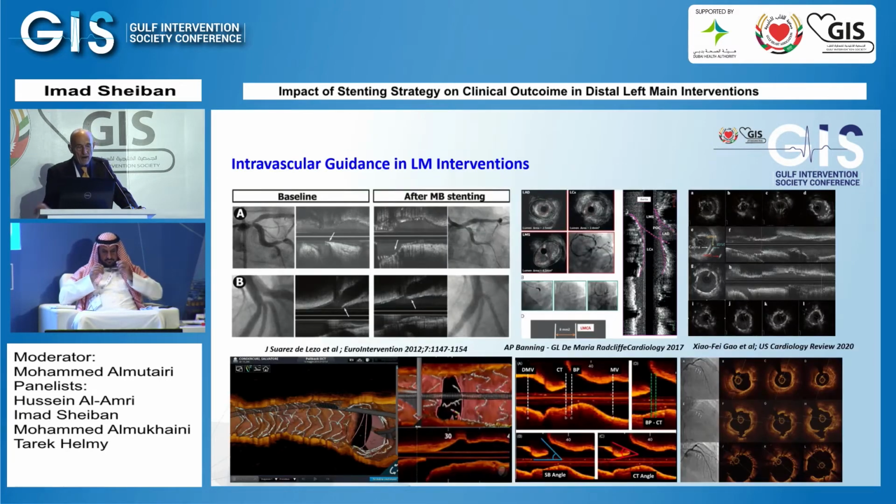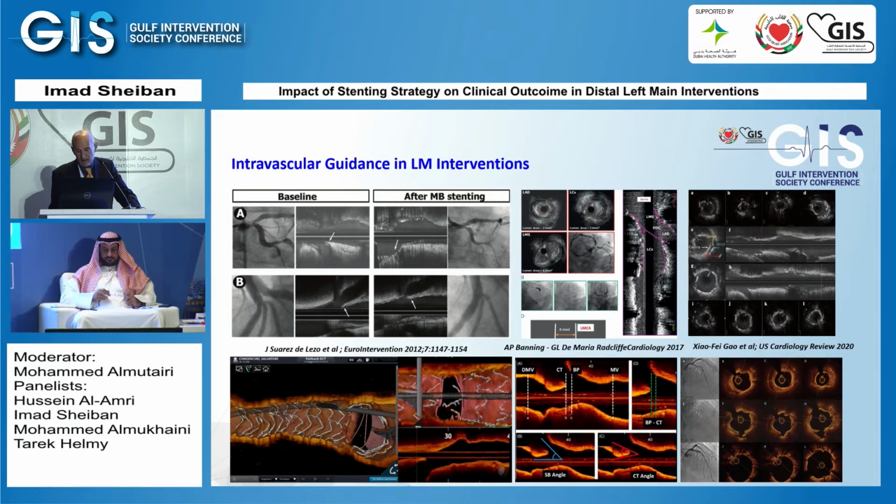And intravascular guidance in left main interventions. We learned about carina shifting from intravascular guidance. We learned about where to cross, the crossing of the stent to the side branch distal rather than proximal. We learned also how to expand the stent, the different measurements around the distal left main bifurcation to obtain the maximum benefit for the patient, as well as how to debulk the bifurcation.